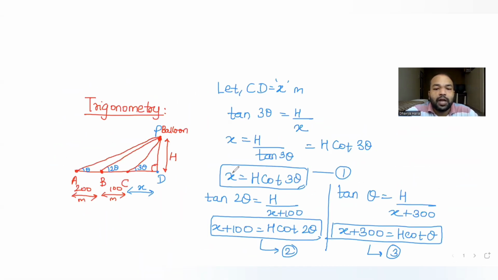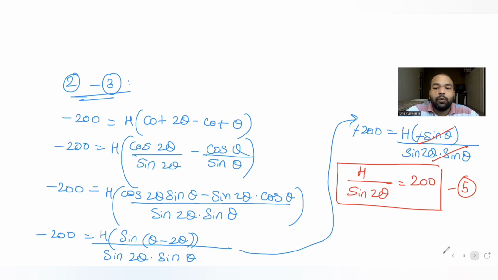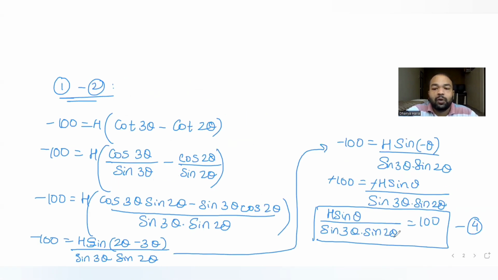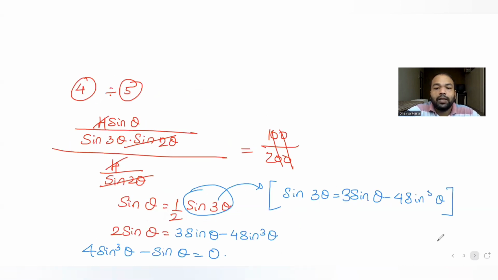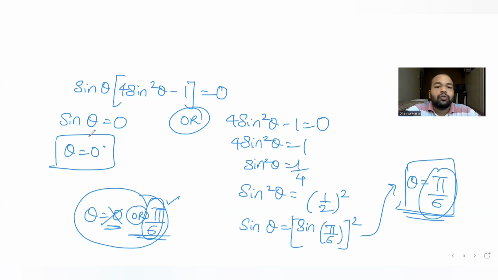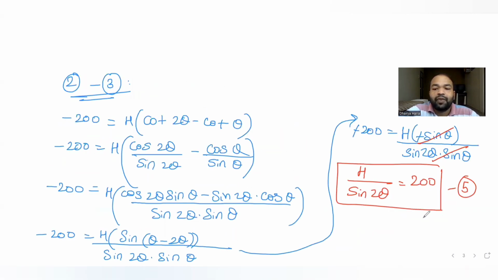The only important challenge was to eliminate one of these variables, x and h. And how did we do that? We just subtracted both of these equations and got it in terms of h and theta. Just dividing them, we got our angle theta. So once we got our angle theta as pi by 6, we just substituted it in equation 5 to get the value of h.